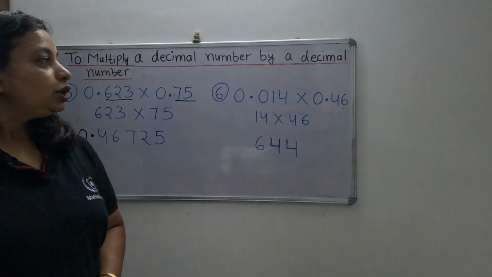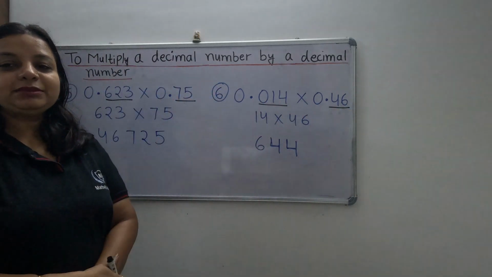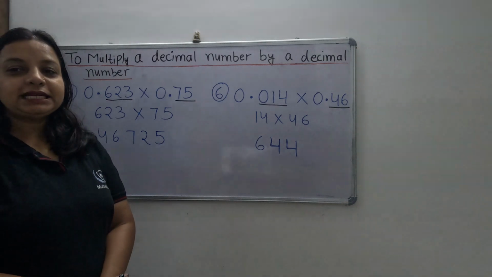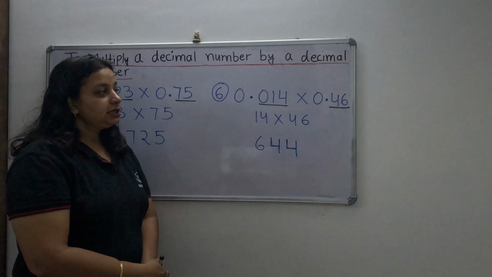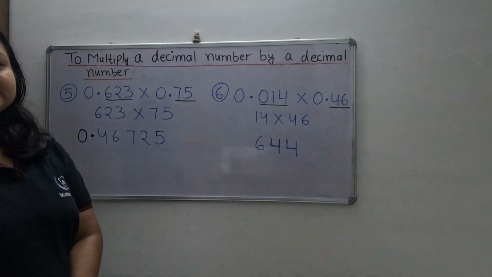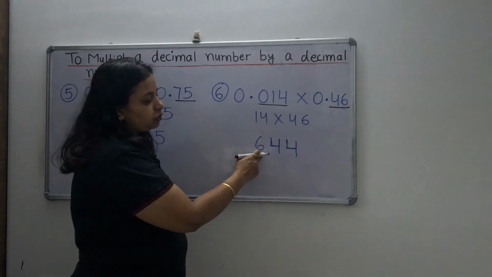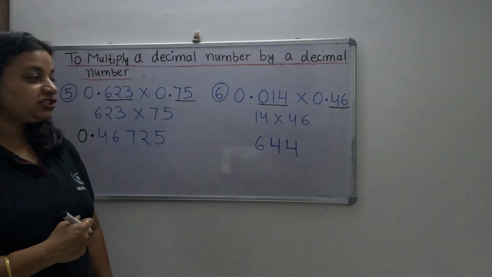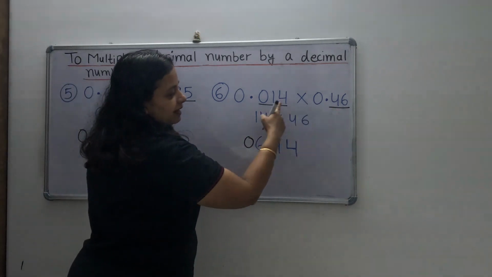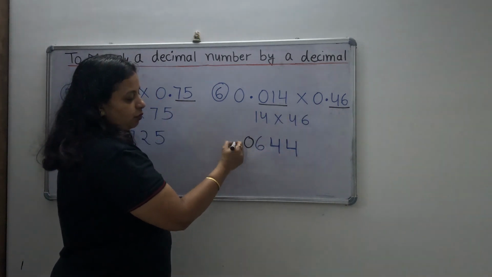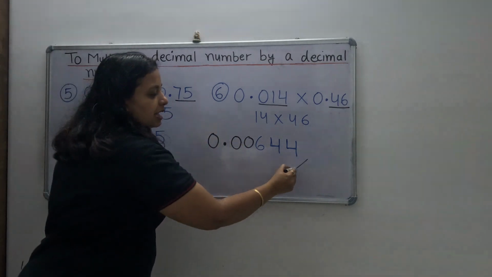Now what will you do? You will count the decimal places from both the decimal numbers and then start the counting. So total we have 5 decimal places. Start from the extreme right, count the digits. 1, 2, 3. There are only 3 digits. Then what will you do? You can add the 0. So total we have 5. So 1, 2, 3, 4, 5. Then you will put the decimal and then 0. So the answer is this.